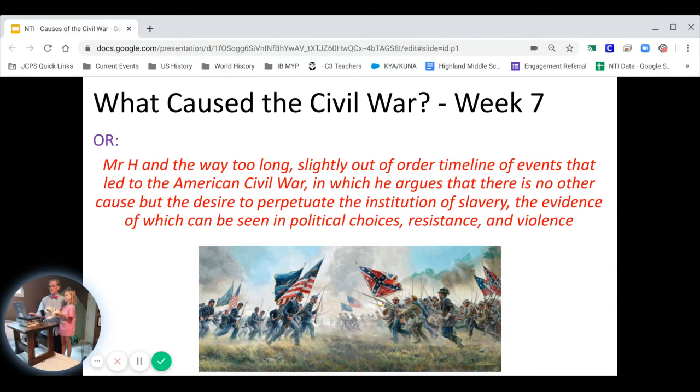It is what caused the Civil War, or the Mr. H and the way too long, slightly out of order timeline of events that led to the American Civil War, in which he argues that there is no other cause but the desire to perpetuate the institution of slavery, the evidence of which can be seen in political choices, resistance, and violence.